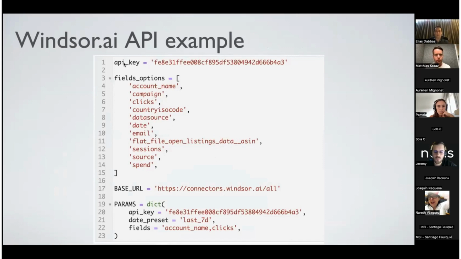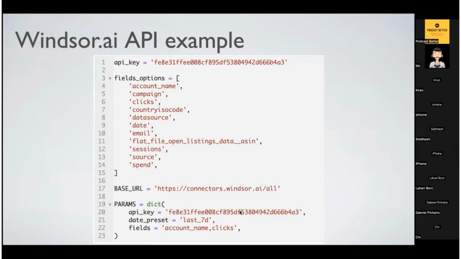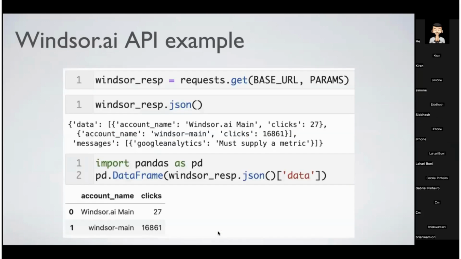Now, this is a real example using Windsor data. So we have an API key variable over here, and we have a bunch of field options that we can use from. There are many more, and it depends on the API that you're using, but this is just a simple example. So the base URL here is connectors.windsor.ai/all, and we create a params dictionary with the API key. The date preset is last 7 days, and the fields that we want are account name and clicks. It's a very simple request.